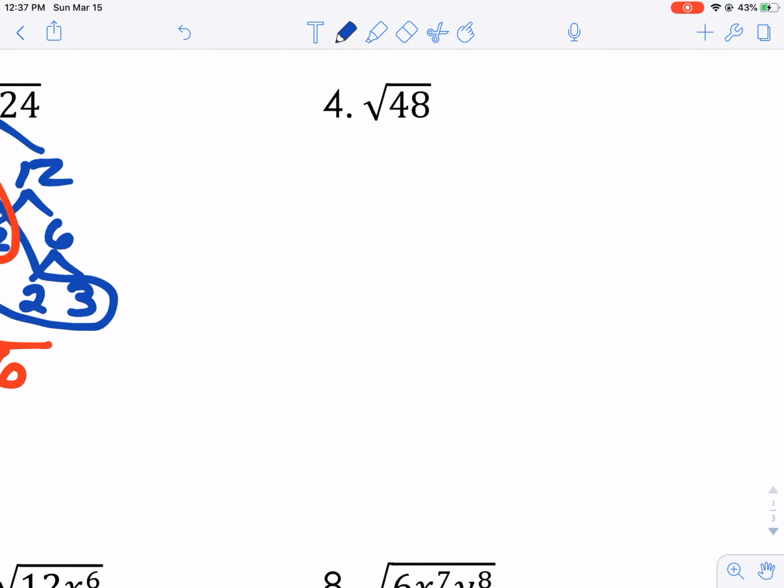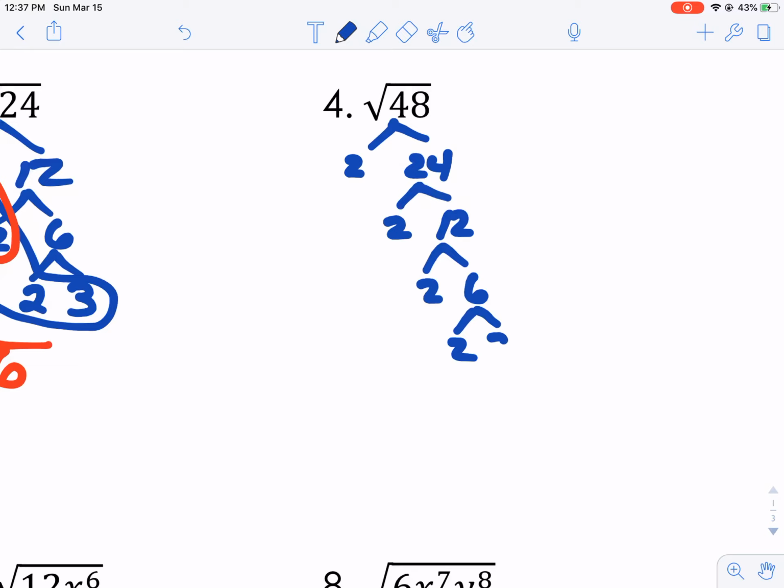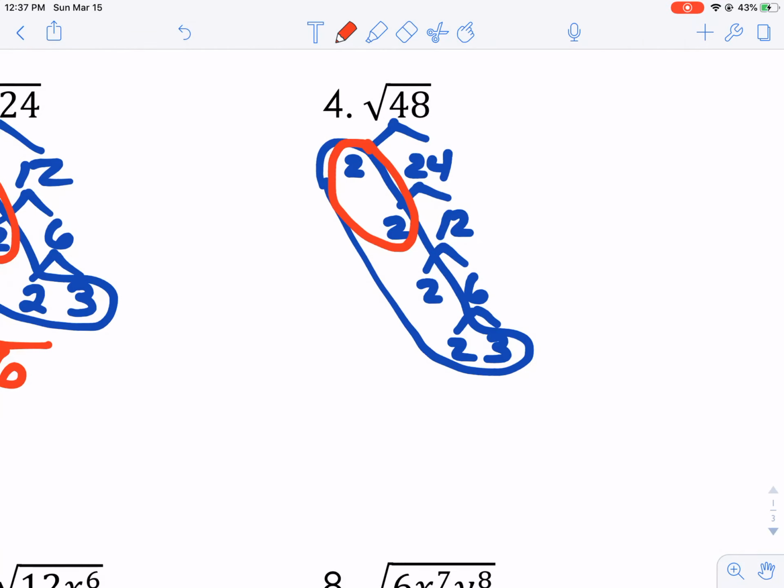Number 4, again, is an even number. 2 times 24, 2 times 12, 2 times 6, 2 times 3, and here's my hockey stick. Those are the only numbers I'm concerned about right now. And I want groups of 2. So here's a group of 2. Here's a couple 2's. That poor little 3's not going to go anywhere.